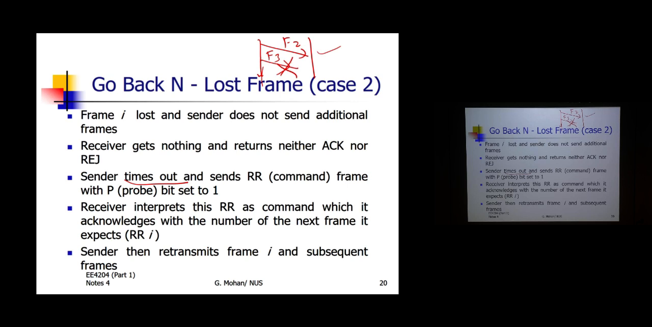So the sender sends a special frame, called the receiver ready frame, which is a command frame. It's not a data frame. That command frame has some header fields, and one of the field bits is called the P bit, probe bit, which will be set to 1. When the receiver gets this frame, it knows this is not a data frame because the P bit is set to 1. So the receiver knows that the sender wants to know which frame the receiver is ready to receive.